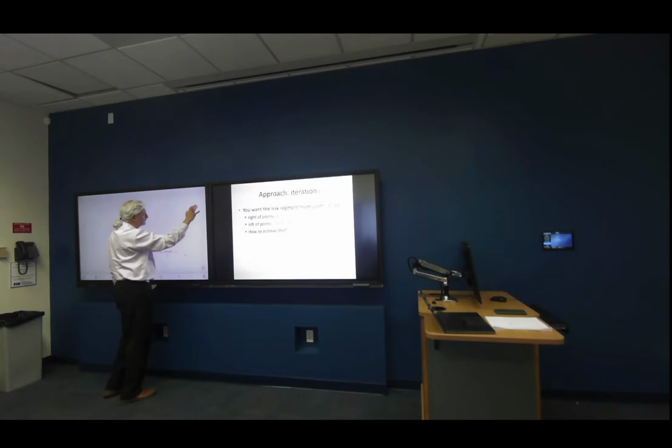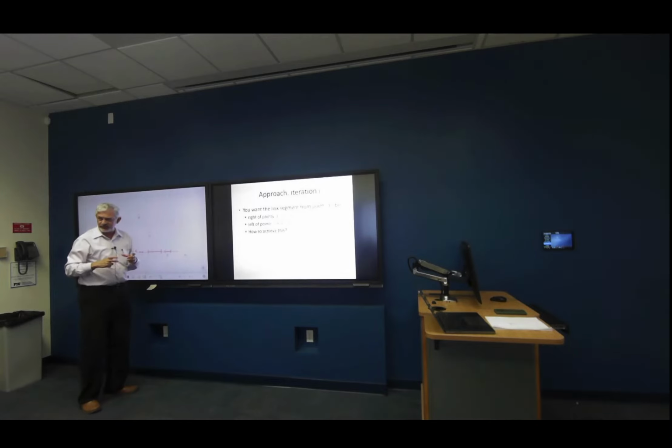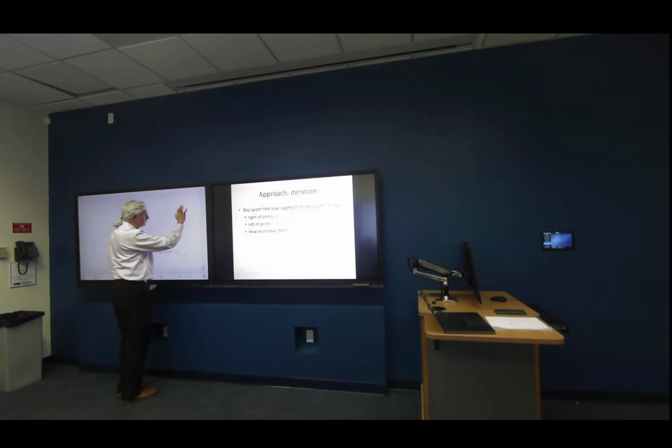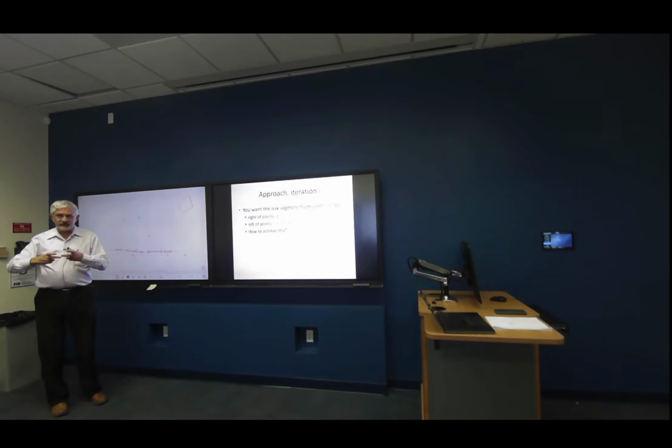If these are my points, the convex hull is essentially a polygon that encloses all the points, which means in this case, it's going to look like this. It's going to look like that. Sorry, bad line there. That's the convex hull. So essentially it's the polygonal boundary that encloses all the points. Is that clear?